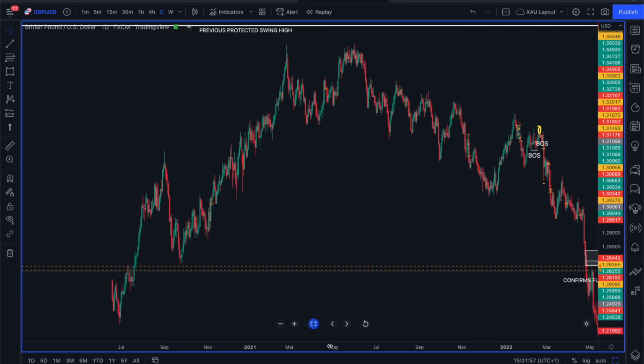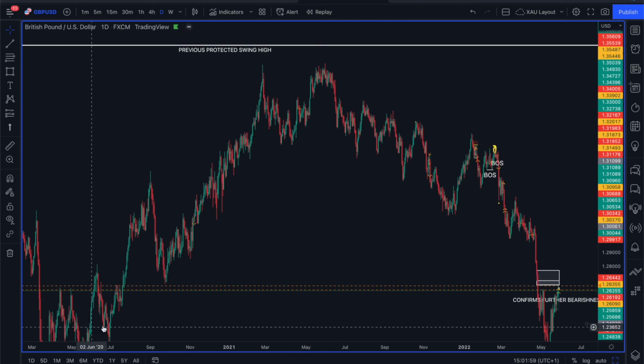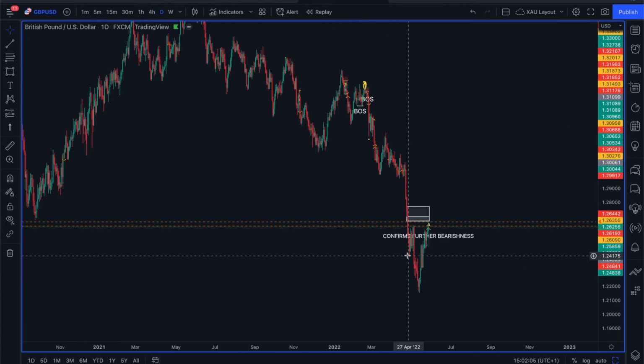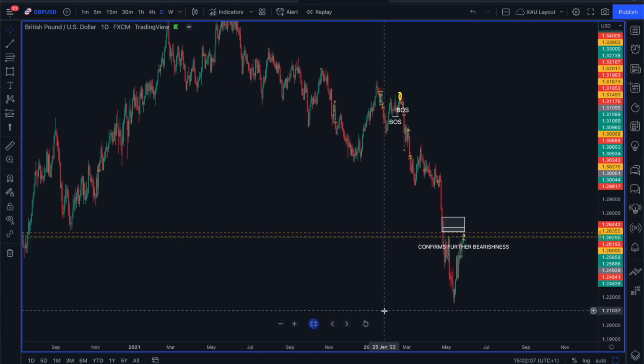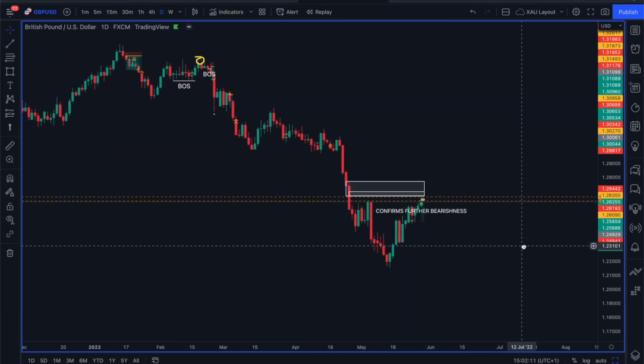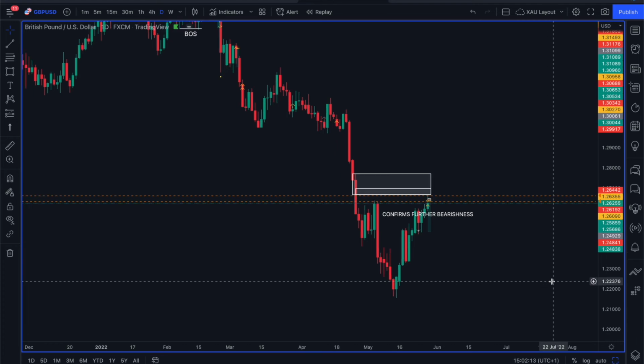Just zooming out here, we can see how price was bullish. We had a bullish retracement. We then had signs of a distribution, breaks of structure, and then price has ever since been very much bearish. So we want to be sellers in this market. It's just about looking for those points of interest and those areas that we can look to get involved in.